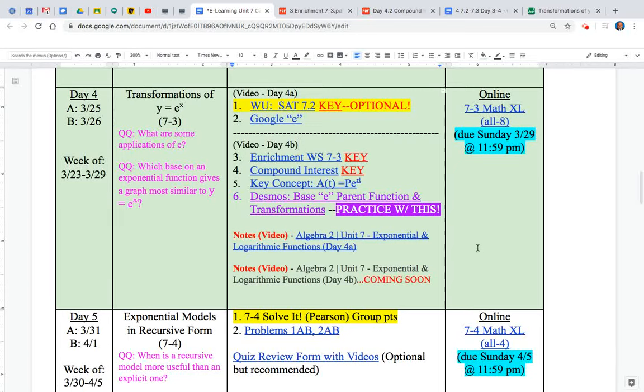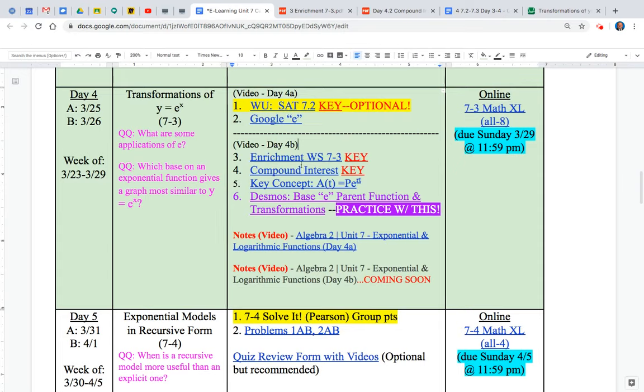Right, so we're going to continue with day 4. We're talking about transformations of e to the x, okay? So right here, we're looking at two quality questions. These are big topic questions. First of all, what are some applications of e? And then the second question is, which base on an exponential function gives a graph most familiar to y is equal to e to the x, okay?